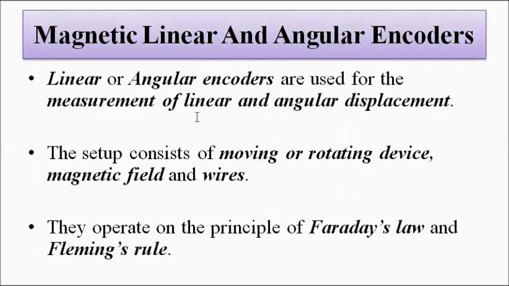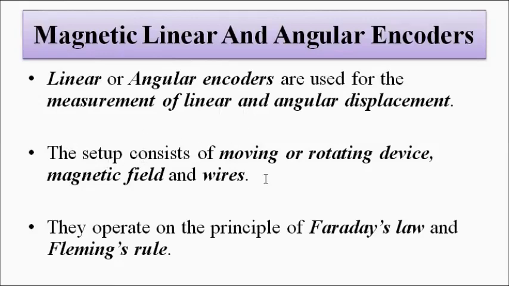So the magnetic linear and angular encoders are based on this principle. Okay, so again it is of two types, linear and angular. Linear for straight line displacement, angular for rotational displacement.